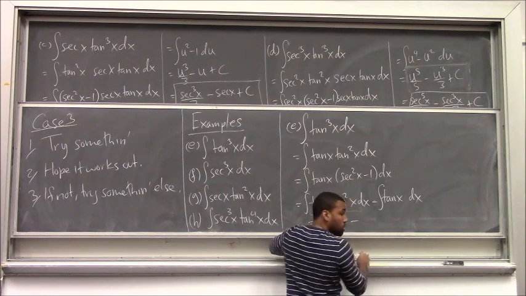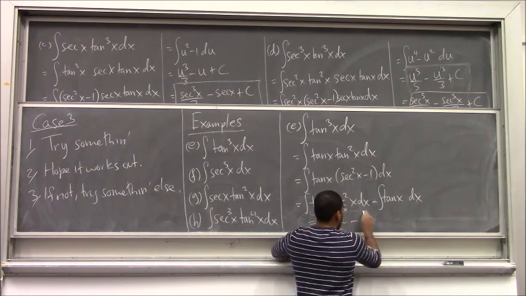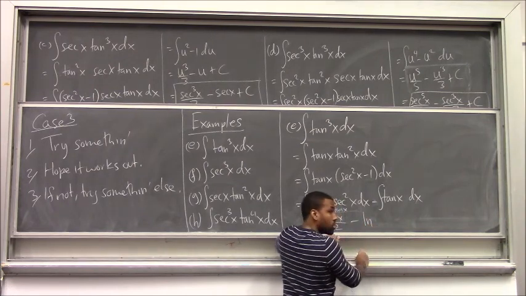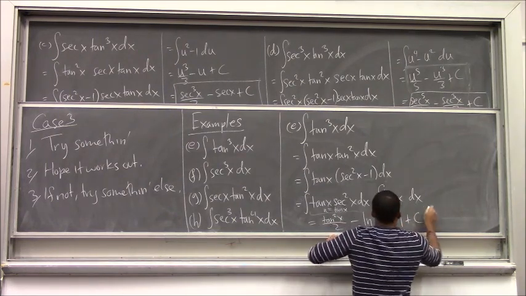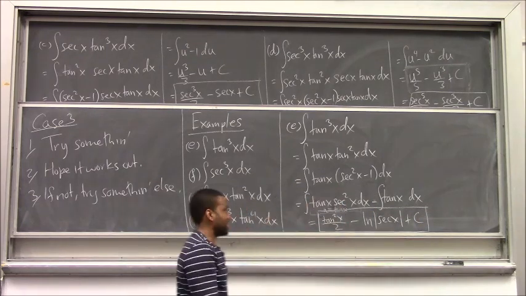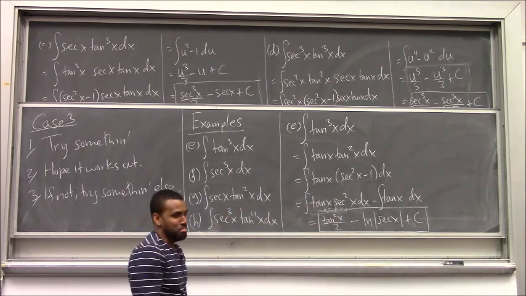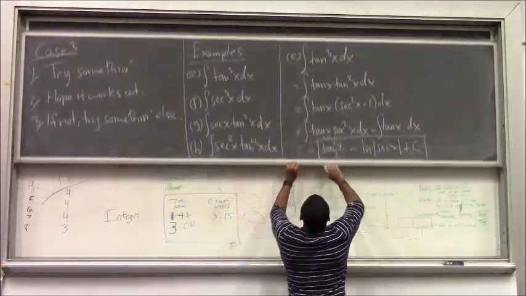Integral of tangent? ln of secant x. No, absolute value. ln of the absolute value of secant x. That was one of the rules you had to memorize last time. Yeah, see, you tried something, it worked out. So we didn't even need step 3. Wow. Hey, it worked out. Can't complain.